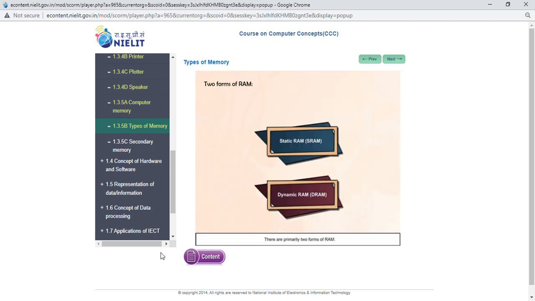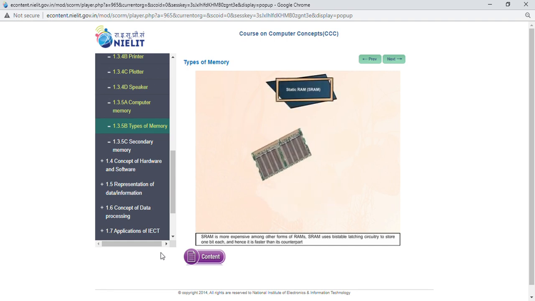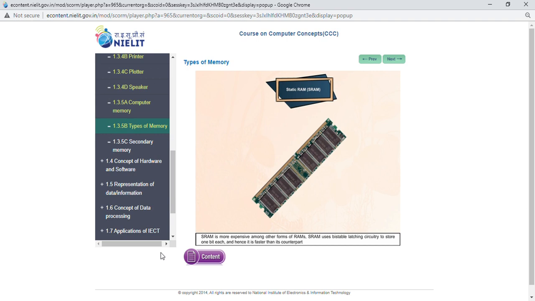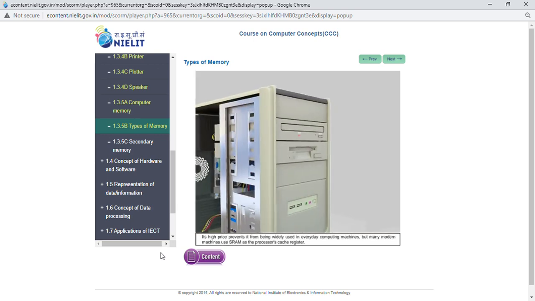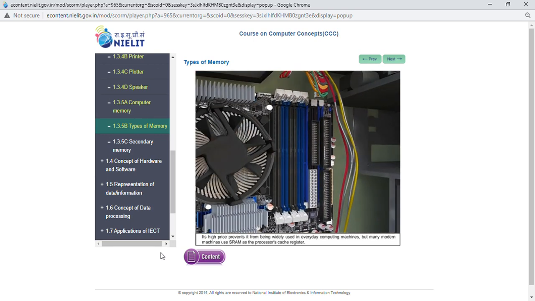There are primarily two forms of RAM: static RAM, SRAM, and dynamic RAM, DRAM. Static RAM, SRAM. SRAM is more expensive than other forms of RAM. SRAM uses bistable latching circuitry to store one bit each, and hence it is faster than its counterpart. Its high price prevents it from being widely used in everyday computing machines, but many modern machines use SRAM as the processor's cache register.